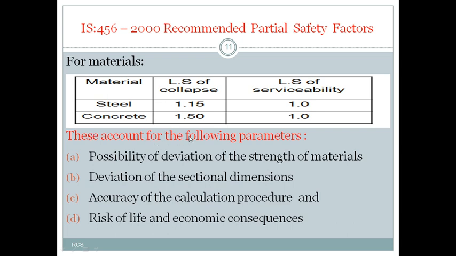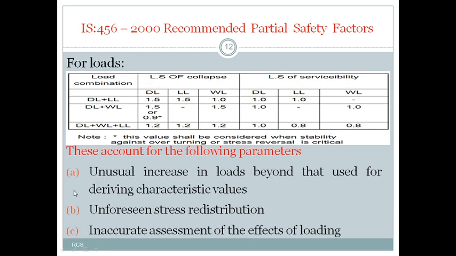This accounts for the following parameters, just what I discussed here. There is a possibility of deviation of strength of the material, a deviation of sectional dimensions, inaccuracy of the calculation procedure, and a risk to life and economic consequences. As I discussed earlier, all those points come under these four points, right?